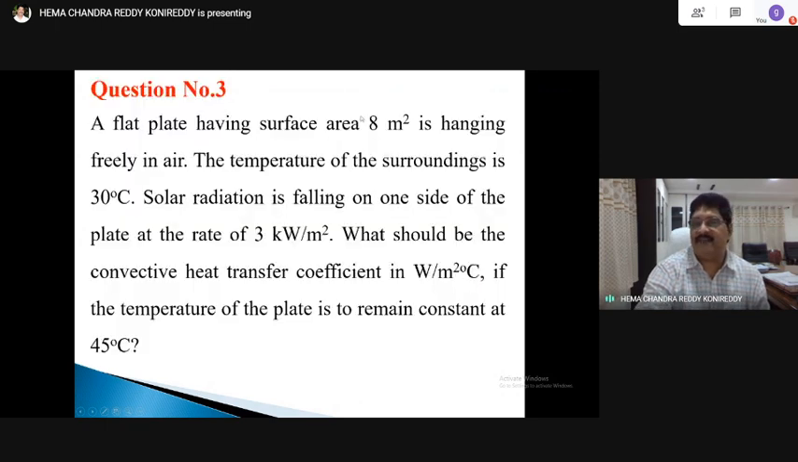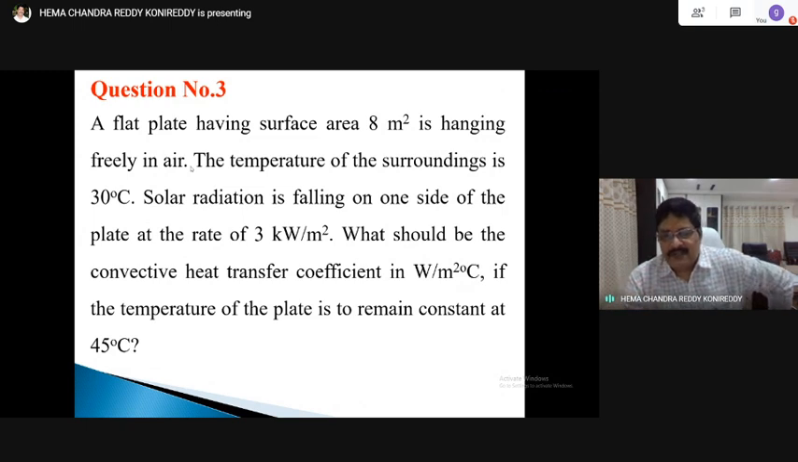A flat plate having surface area 8 meter square is hanging freely in air. The temperature of the surroundings is 30 degrees centigrade. Solar radiation is falling on one side of the plate at the rate of 3 kilowatt per meter square. What should be the convection heat transfer coefficient, in watts per meter square degree centigrade? Of course, that is the unit of heat transfer coefficient. If the temperature of the plate is to remain constant at 45 degrees centigrade.